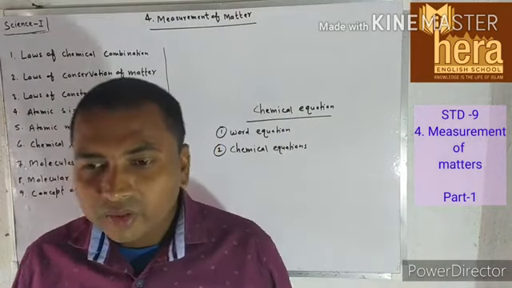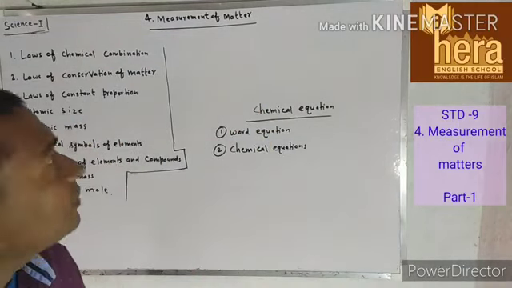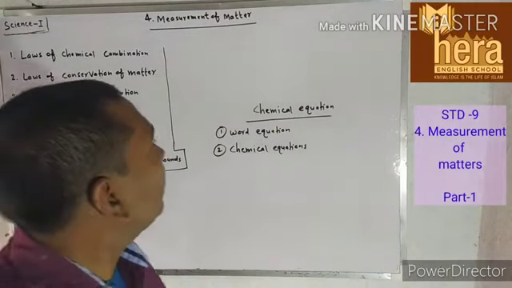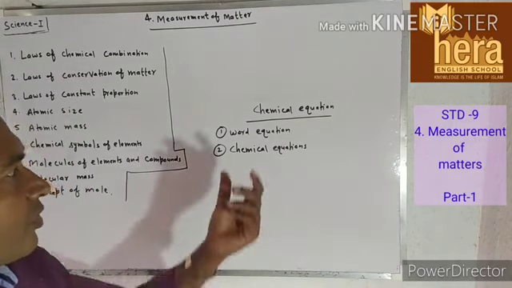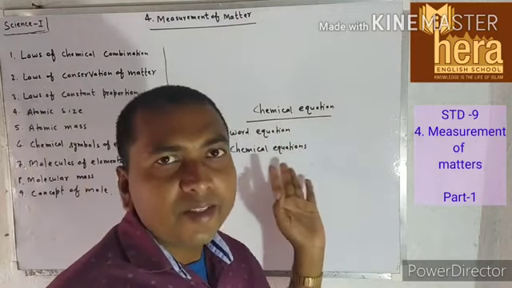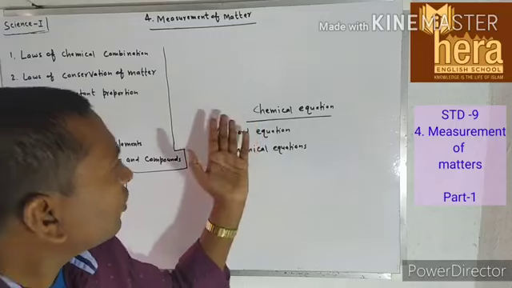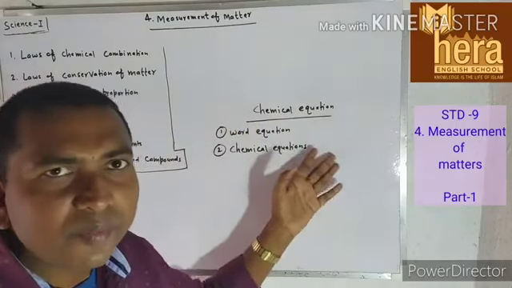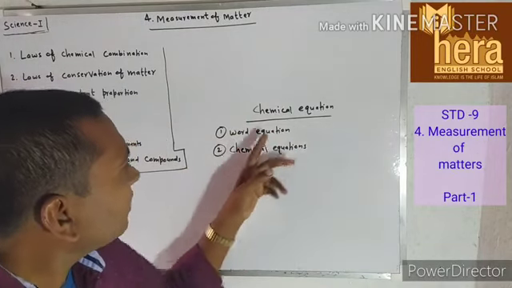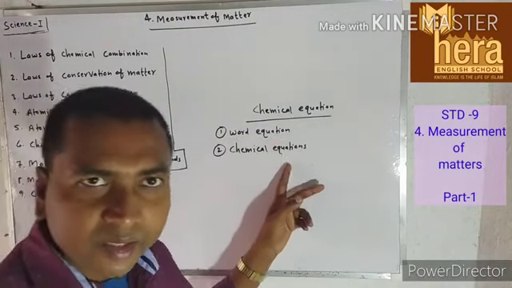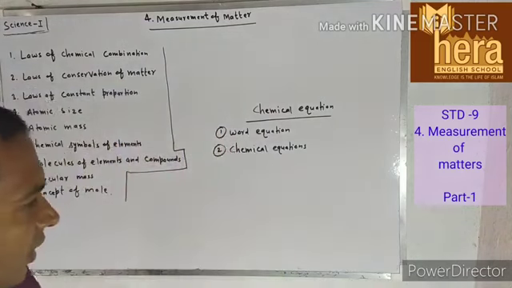Okay. So before chapter number 4, measurement of matter, some basics I want to tell you. First of all, I will explain the chemical equation. What are the types of chemical equation? There are two types of chemical equation. First one is word equation and second one is chemical equation. I will explain with the help of one example.